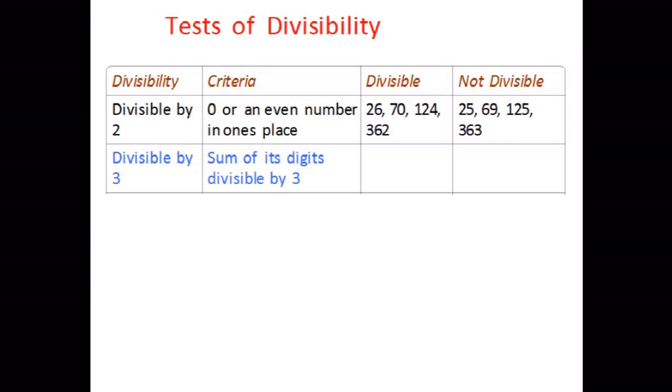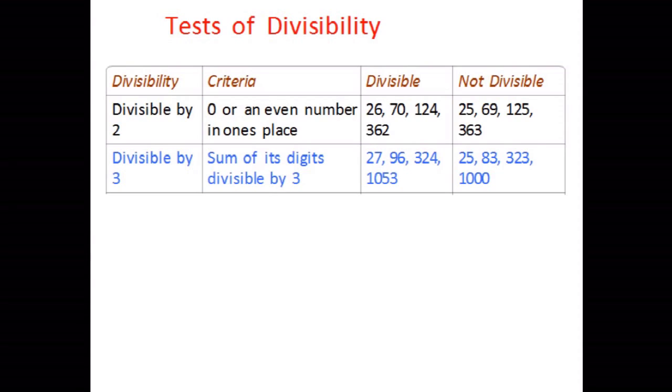Next is the divisibility by 3. To check the divisibility by 3, what we need to do is take the sum of its digits and see if that sum is divisible by 3. Let's look at some examples. 27, add 2 plus 7, take the sum of its digits. 2 plus 7, the answer is 9. 9 is divisible by 3, so 27 is divisible by 3. Similarly, 324. 3 plus 2 is 5. 5 plus 4 is 9. 9 is divisible by 3, so 324 is divisible by 3.